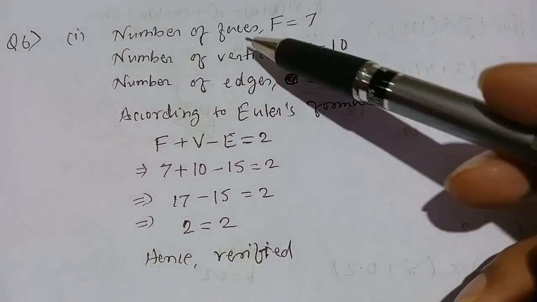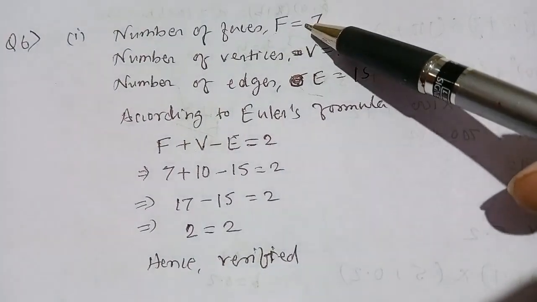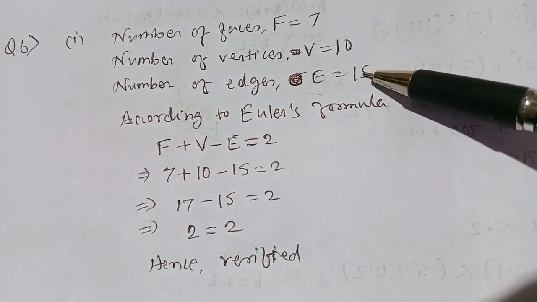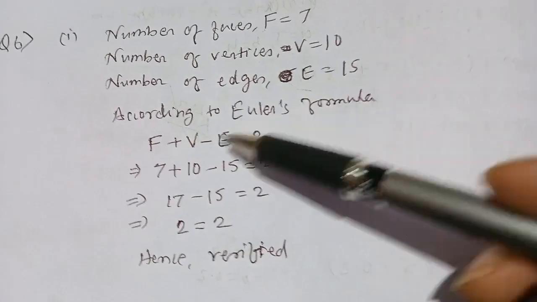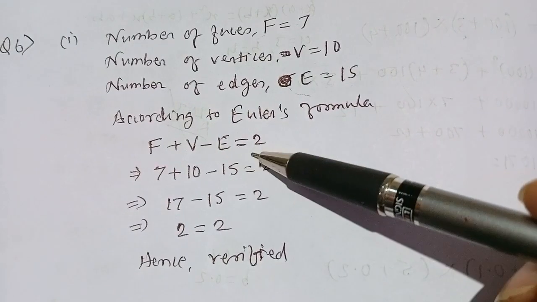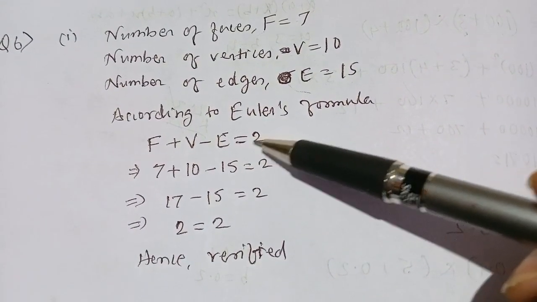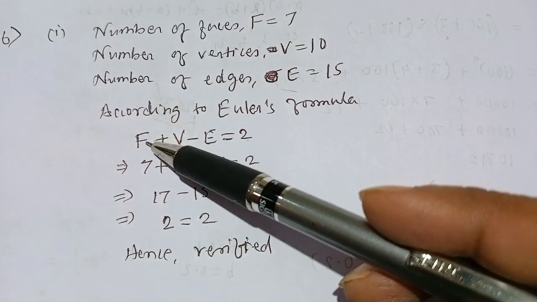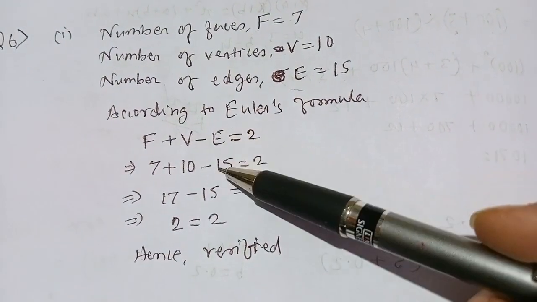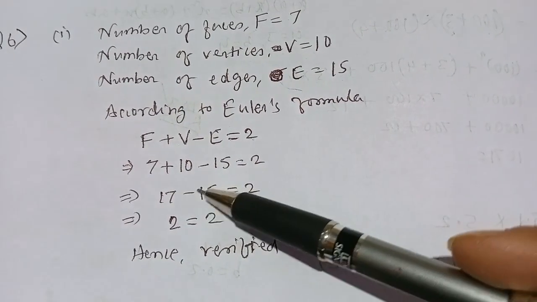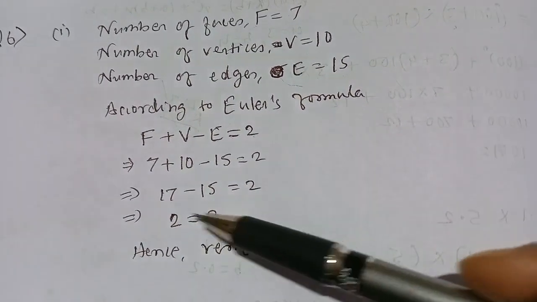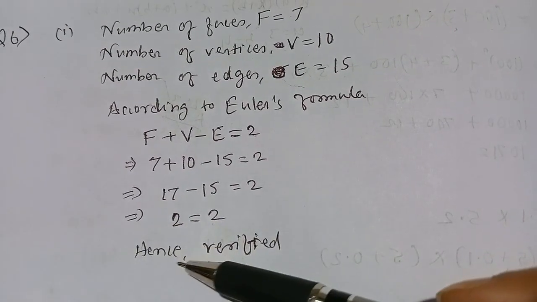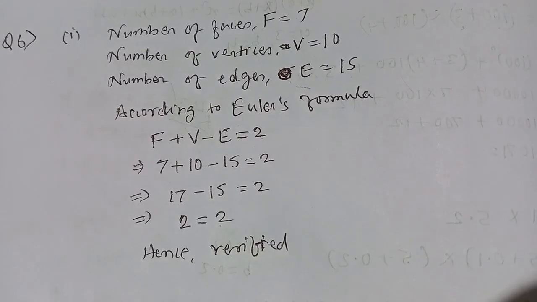Here you have to write everything one by one. Number of faces f equal to 7, number of vertices v equal to 10, number of edges e equal to 15. Now Euler's formula is f plus v minus e equal to 2. That means you have to prove whether it is coming to 2 or not. So you have to put all the values. F is 7, v is 10, e is 15. Now it is 17 minus 15 is 2. So here also 2. That means LHS and RHS are equal to each other. That means it is verified. So hence verified. You have to write like this.